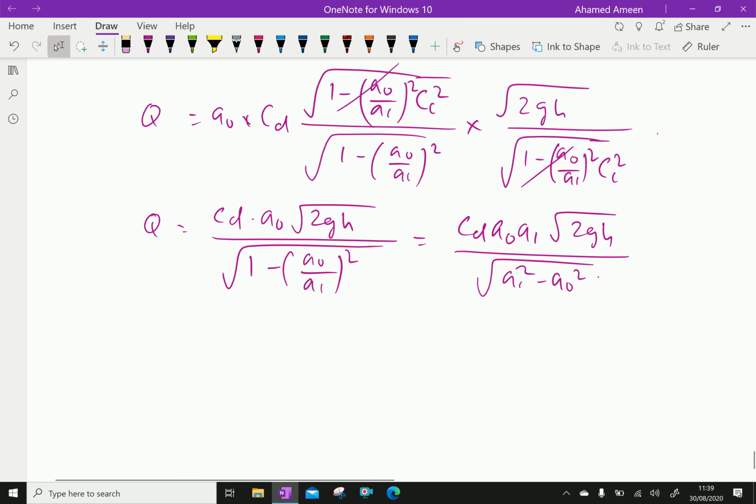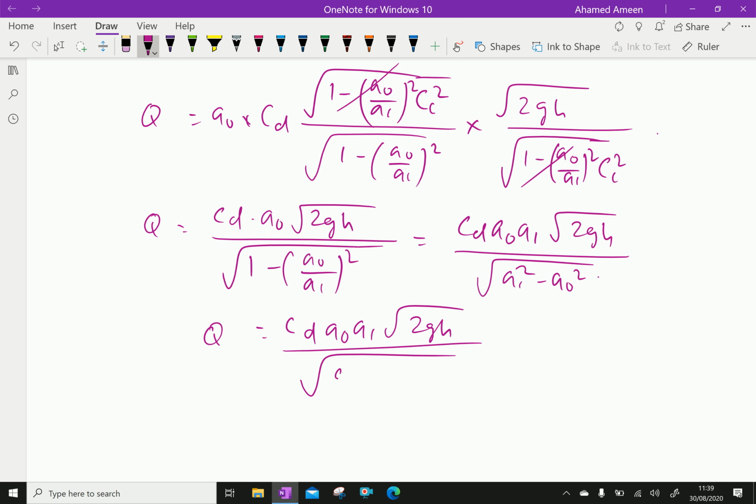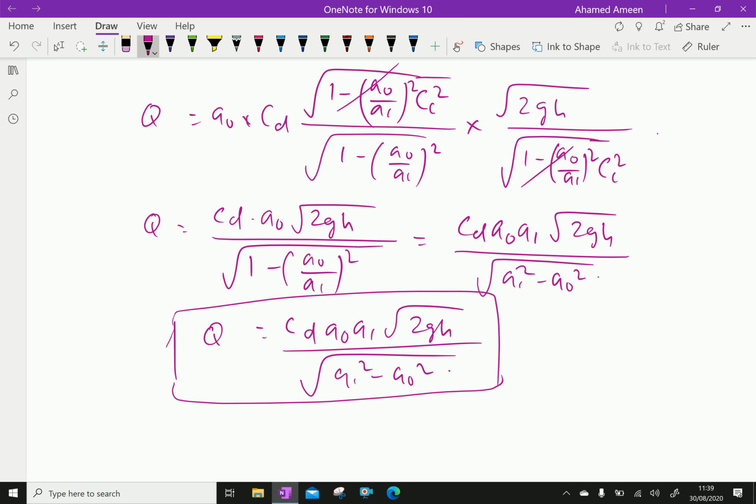Therefore we can write Q equals CD A0 A1 square root of 2gH over square root of A1 squared minus A0 squared. This is the discharge through the orifice meter. Through the orifice meter we have done.